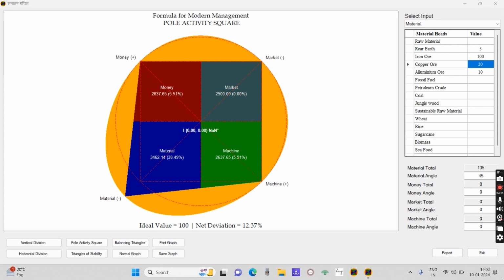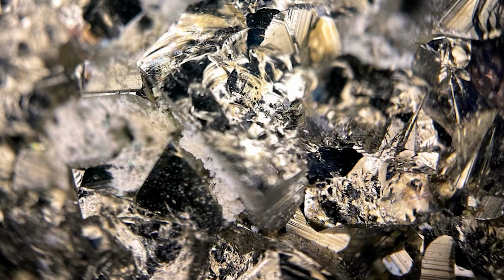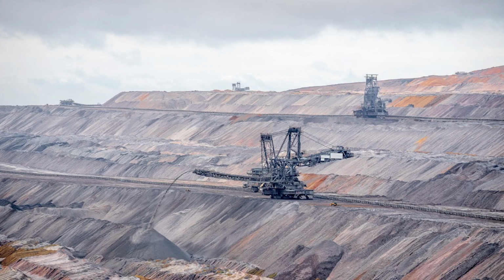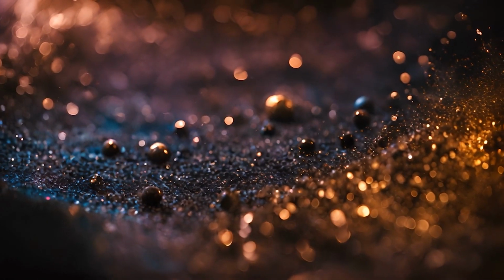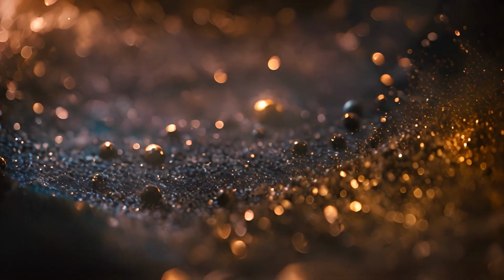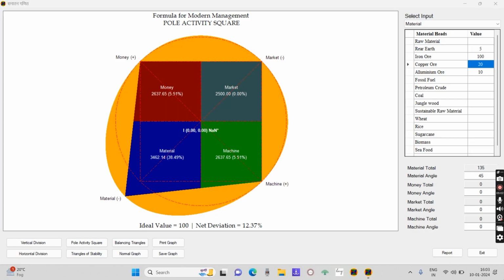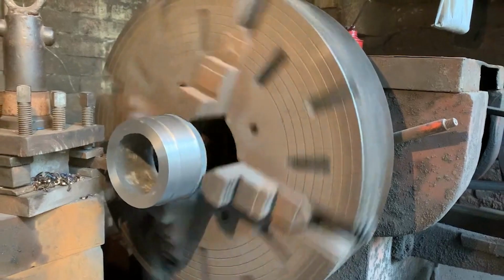Iron ore is quite abundant. Many countries have resources like iron ore, different kinds of iron ores, and fortunately, our country also has vast resources of iron ore. Similarly, copper ore is also very important for the electronic industry, but it is comparatively not easily available in all the countries. Therefore, its availability is limited to only 20.